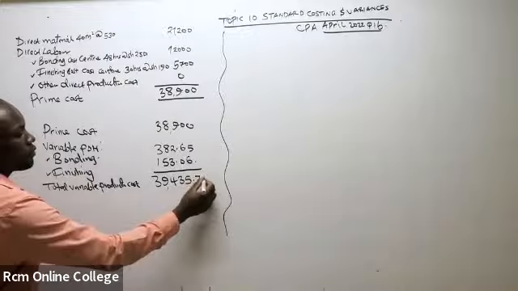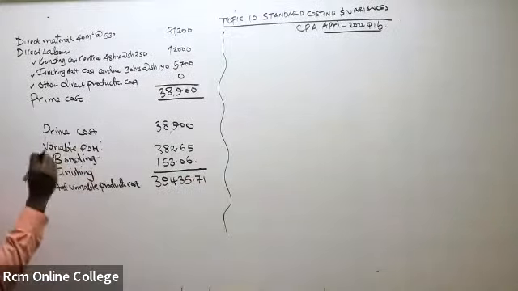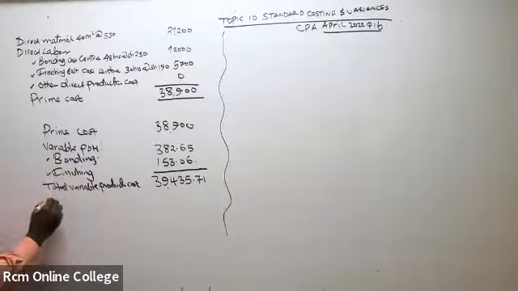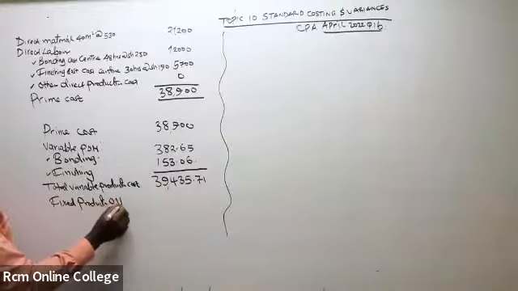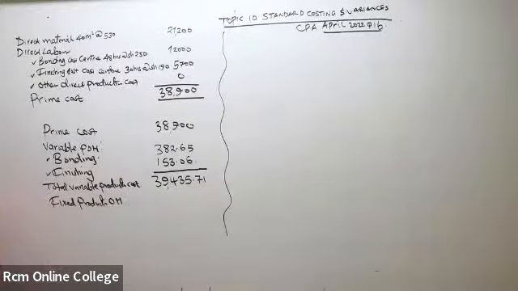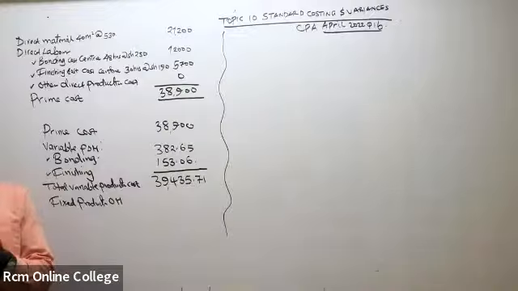39,435.71. That's our variable production cost. Then to the variable production cost, we bring in fixed production overheads, which in most cases you'll find are normally absorbed based on the number of units. So let's look at the fixed production.